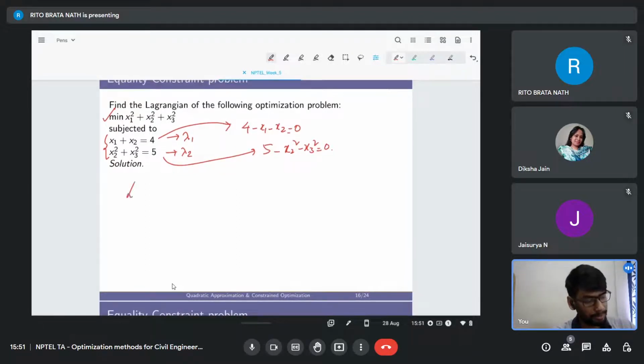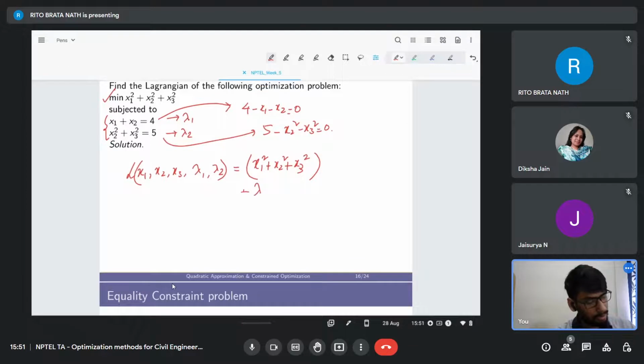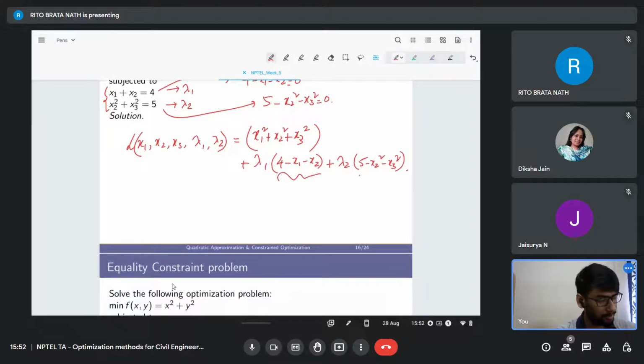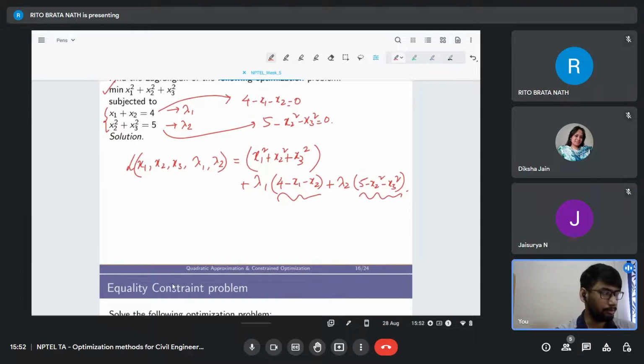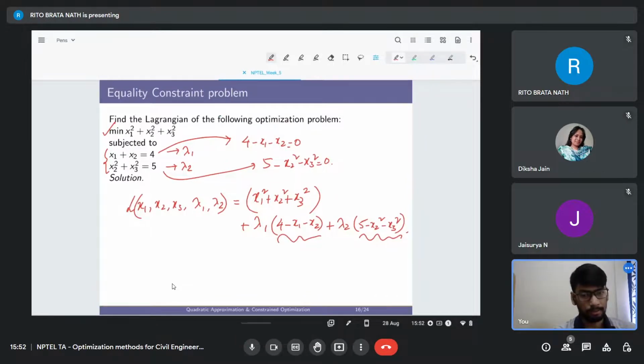So the Lagrangian will be pretty simple in this case. It would be a function of x1, x2, x3, and lambda 1 and lambda 2, as I have mentioned in the previous slide. This part will be your f(x), that's x1 square plus x2 square plus x3 square. Then you have lambda 1 times (4 minus x1 minus x2) plus lambda 2 times (5 minus x2 square minus x3 square). This is the expression of your Lagrangian. This part can be a bit different depending on how you take the equality constraint. When you are given multiple choice questions, you might see that the signs are not matching, so you might have to write some equations in a flipped manner. Just be careful with that. Is this part clear? Do you guys have any questions?